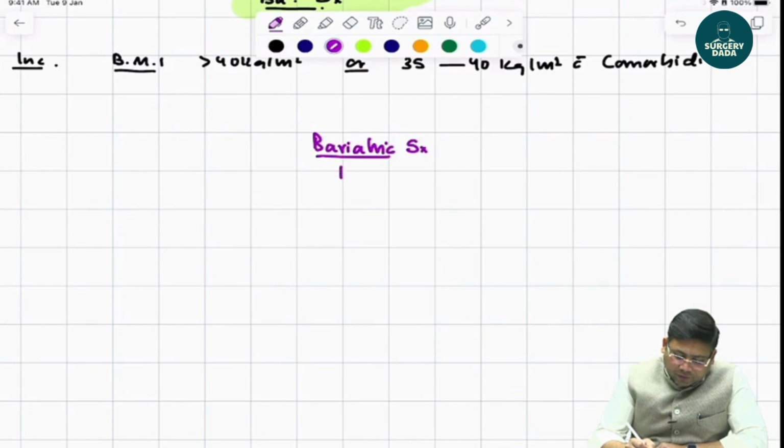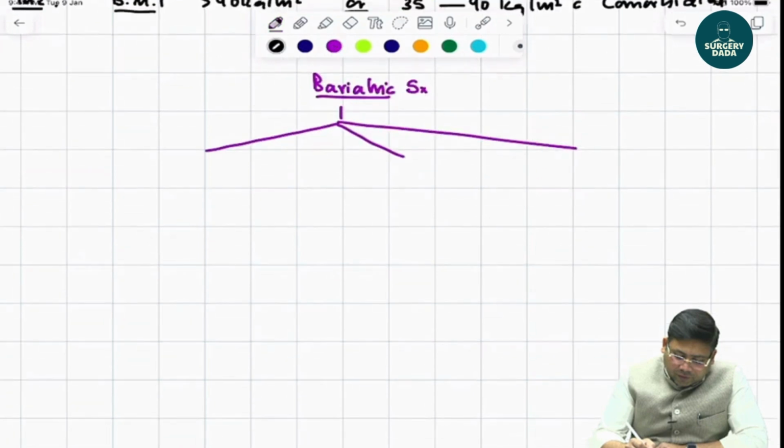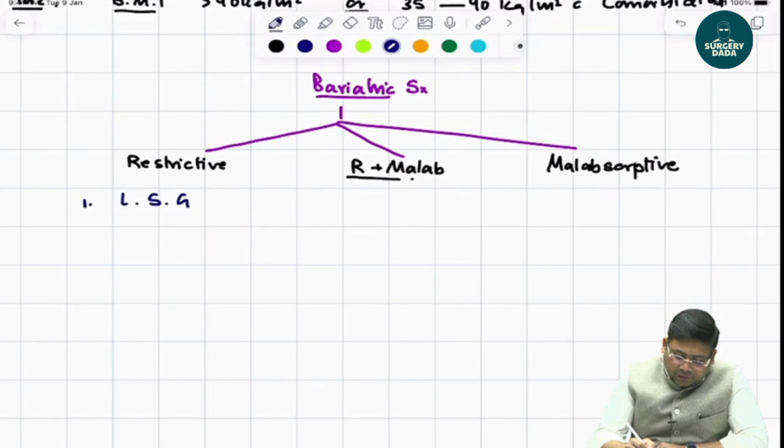So bariatric surgery is further divided into three broad categories. What are the three broad categories that we have? The first is purely restrictive in nature. Then we have surgeries which are malabsorptive in nature. And then we have surgeries which are restrictive plus malabsorptive. When you talk about the restrictive category, we have LSG. Students, this is the most popular surgery. Wherever I use the letter L, L stands for laparoscopy. So laparoscopic sleeve gastrectomy is this.